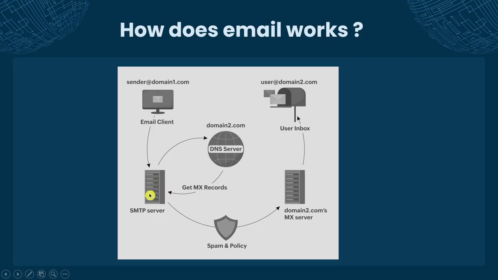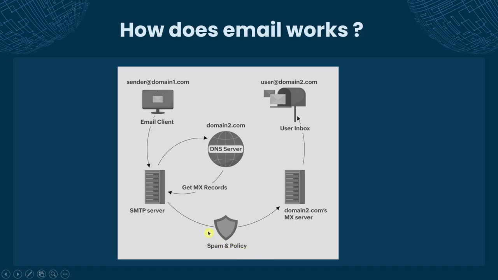The SMTP server checks the DNS, the Domain Name System, using the DNS server, and identifies the DNS record of domain2.com. We'll discuss this MX record later. So the SMTP server queries the DNS record of domain2.com and gets the result from the DNS server. Once it receives this result, SMTP sends the email to domain2's email server.